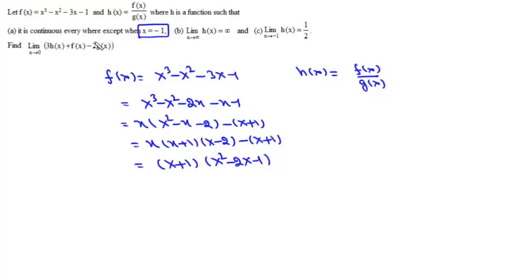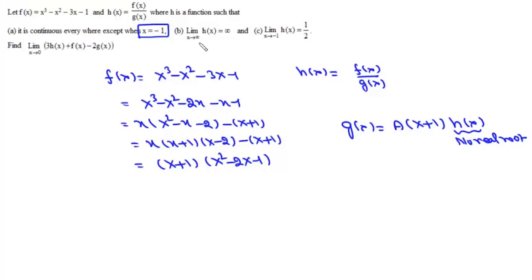Now it says this h(x) is continuous everywhere except when x is equal to minus 1. Now if it is continuous everywhere except at minus 1, that means this g(x) must contain one of the factors x plus 1, and then there will be some function with no real root. Only then this function will be continuous everywhere except at x equals minus 1.